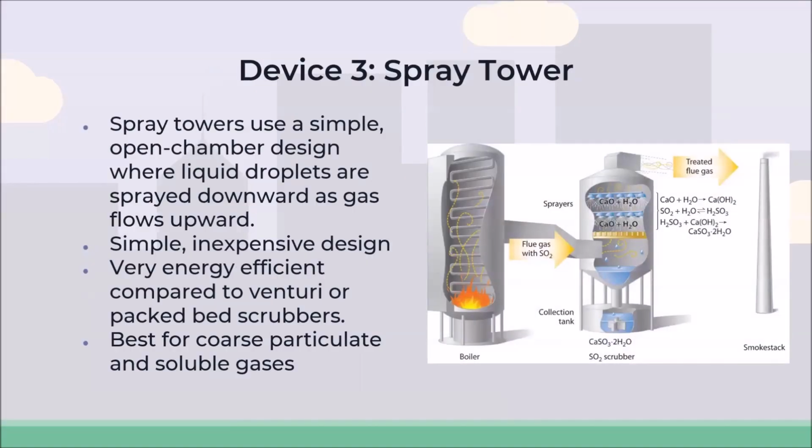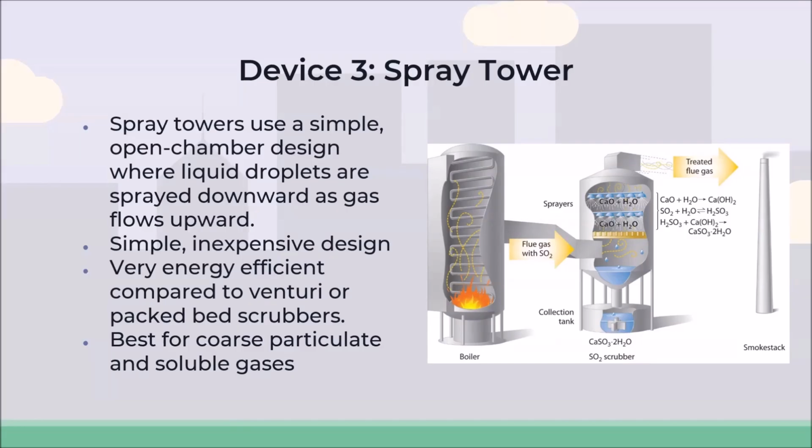Finally, we have the spray towers, and this is ultimately the technology we selected. Spray towers use a simple, open chamber design where liquid droplets are sprayed downwards as gas flows upwards. This system provides major advantages that match our operating needs. First, spray towers have very low pressure drop, making them the most energy efficient option. This translates to substantial long-term savings, especially for large gas flow rates.